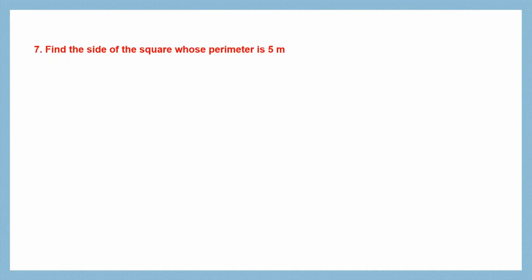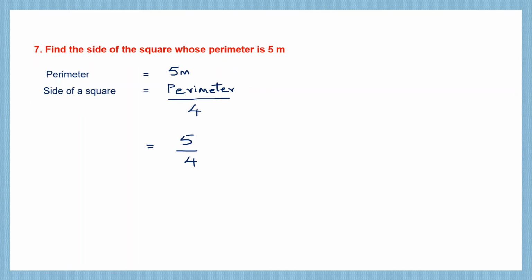Question 7. Find the side of the square. So this time we have to find the side and the perimeter is given to us. So perimeter is given, which is 5 meters. Now we have to find the side of the square and the formula is simple. It is perimeter divided by 4. So whenever you're thinking of the square, think of the number 4 because there are 4 equal sides. Whenever you're thinking of the rectangle, think of the number 2 because they have 2 lengths and 2 breadths. Okay, so here perimeter divided by 4 and perimeter is 5 meters.